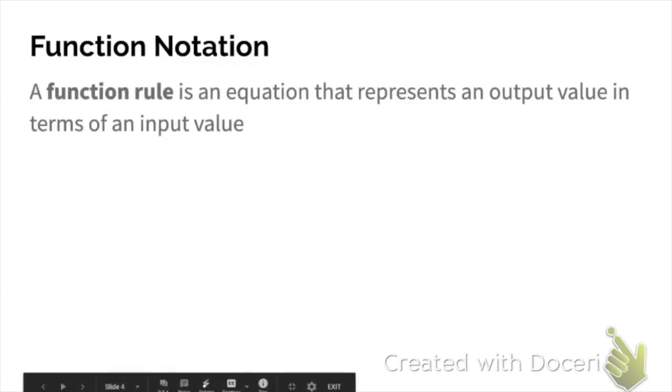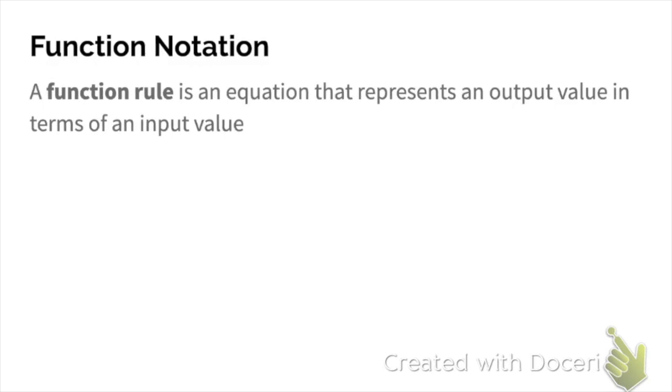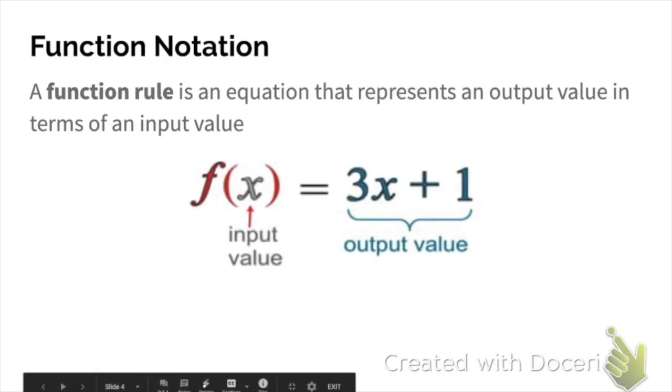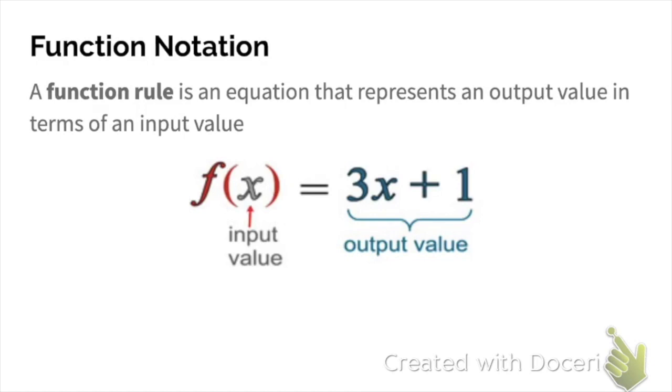Function notation. A function rule is an equation that represents an output value in terms of an input. All we're thinking about is if I have some equation, some expression, I put in a number for x, and calculate the output to get some number, we're using function notation. So again, we talked about this f of x. x is the input value. Once I calculate that 3x plus 1, that is the output. That's what creates the ordered pair that is the graph.